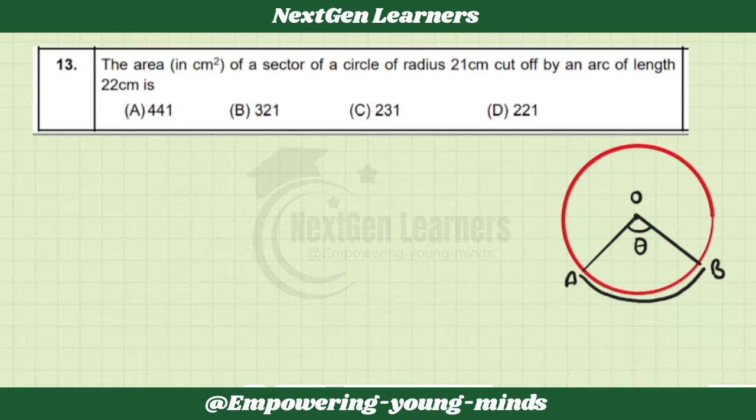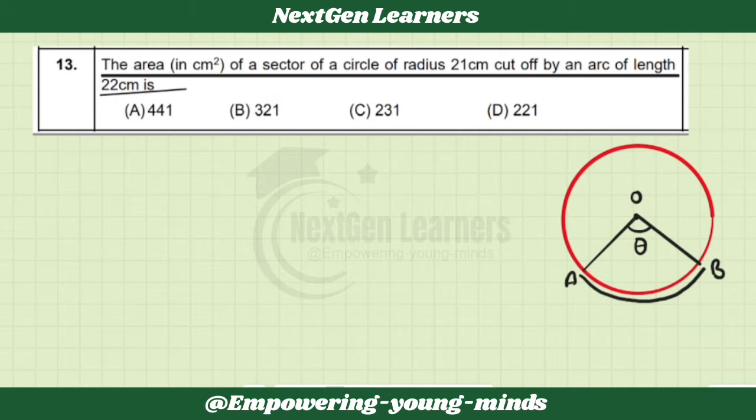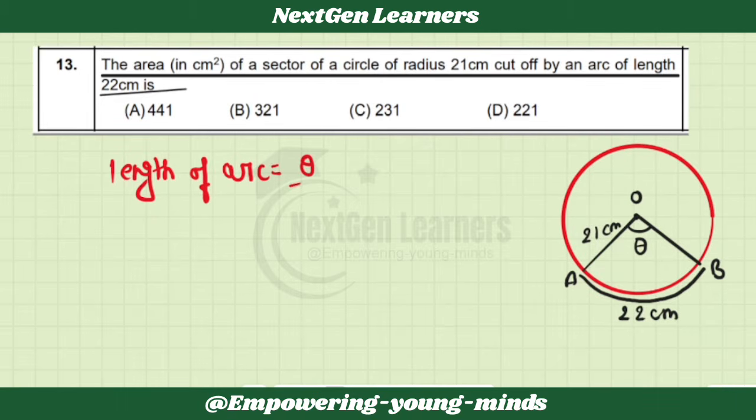The area in centimeter square of a sector of a circle of radius 21 centimeter cut off by an arc of length 22 centimeter is. We have to find the area, whose radius is given as 21 centimeter and the length of the arc is given as 22 centimeter. Now we know the length of an arc. Length of arc of a circle is given as theta upon 360 multiply 2 pi r, and it is given as 22 centimeter.